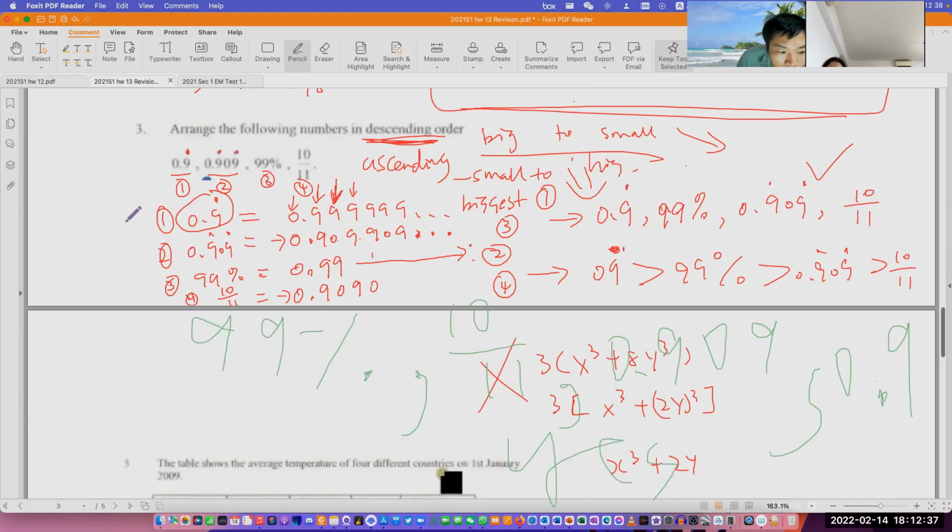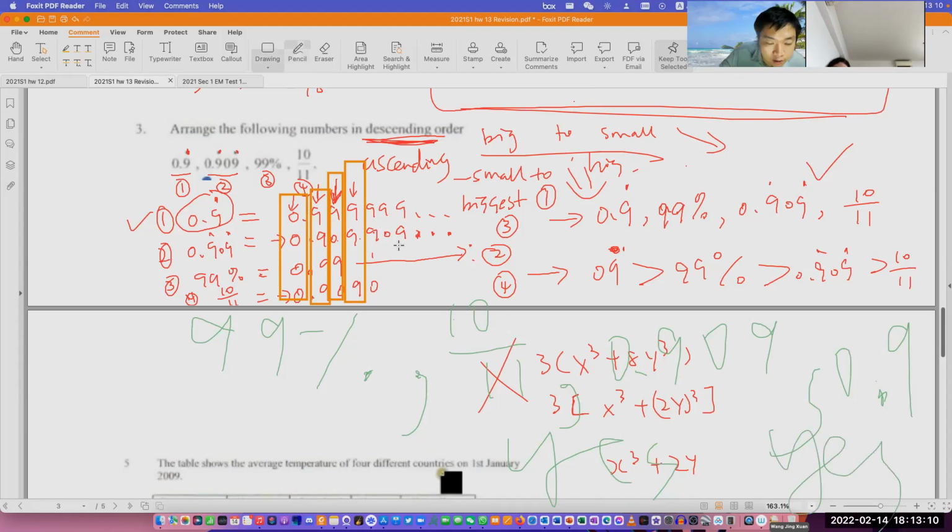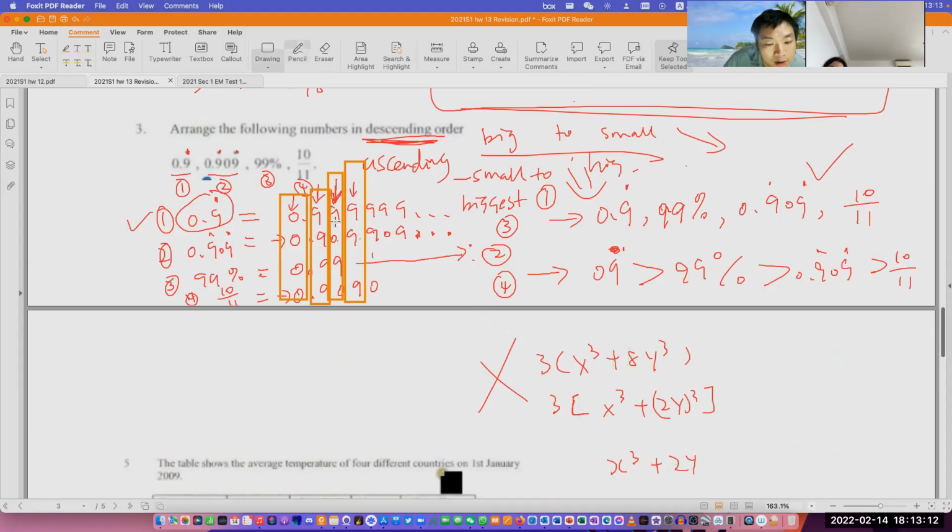Okay. Always convert them to the decimal form. Once you have the decimal form, align them. Align them means this: align them digit by digit, so it's easy for you to compare later on. If you don't align them, it's very hard for you to see, especially when they are so close to each other. Clear or not? Okay. So please do it this way, and then you minimize your chances of making mistakes.